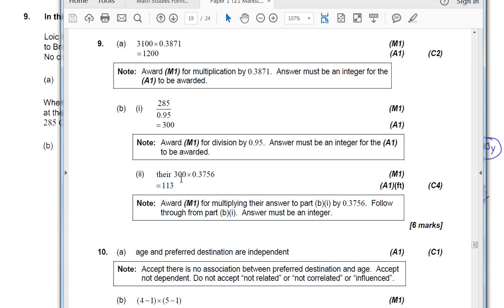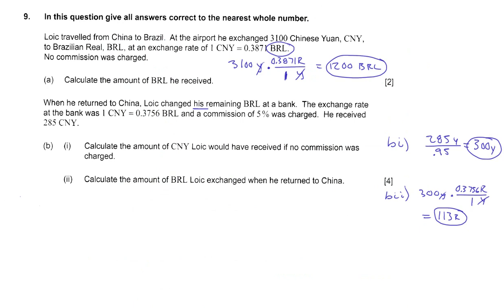Okay, and then the last part we did, we took our 300 and multiplied it by 0.3756, which is what we did, and got 113. Okay, so 1 point for correct substitution, multiplying by 0.3756, and then having 113, and it had to be an integer. Okay? All right, off to number 10.